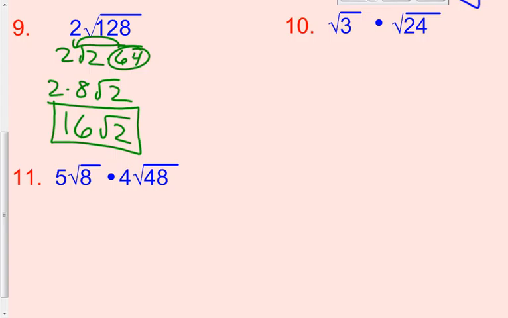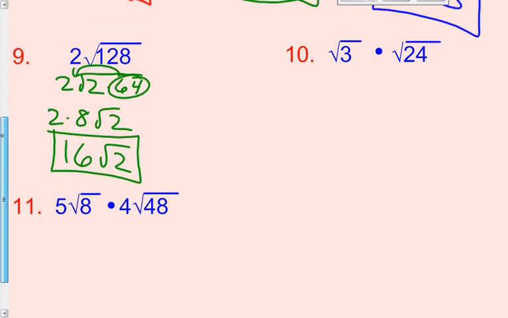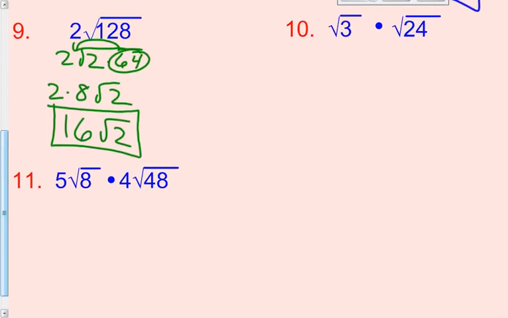All right, number 10, 11, 12, 13, 14. I want you to listen very, very closely to my words, okay? Listen very closely in 3, 2, 1. The coefficients, you multiply or divide them. The radicals, you multiply and divide them. You do not, I repeat, you do not multiply coefficients by radicals, and you do not multiply radicals by coefficients.